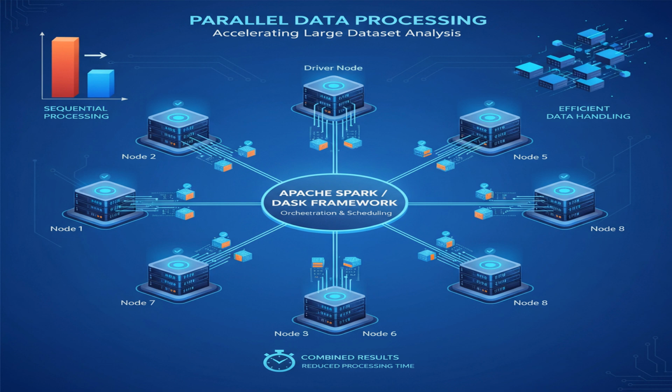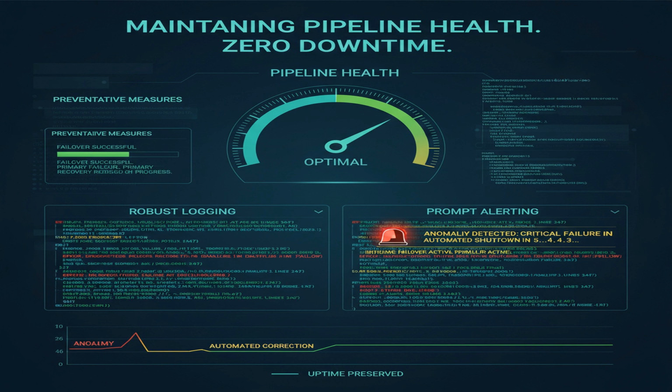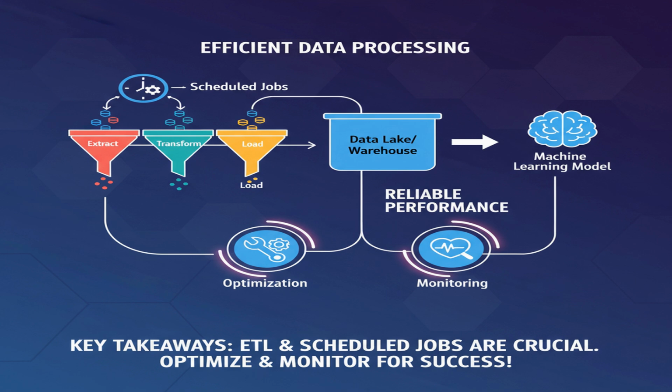Consider distributed data processing frameworks. Frameworks like Apache Spark or Dask enable parallel processing across multiple nodes. This is crucial for handling large datasets efficiently, reducing processing time. Effective monitoring is essential for maintaining pipeline health. Implement robust logging and alerting to detect anomalies or failures promptly, preventing costly downtime.